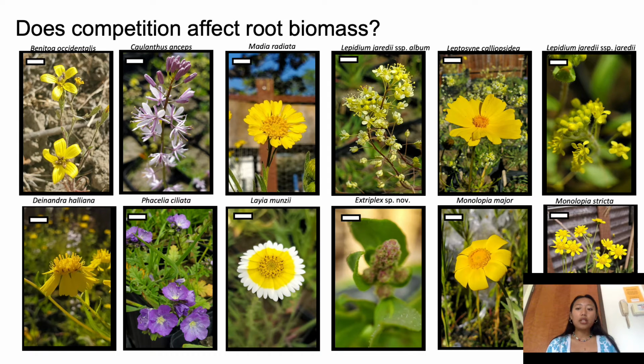I then looked at competition, or the presence of Bromus madritensis, and for every single species, competition affected root biomass, and it had a negative effect in all the cases. I then looked if competition affected shoot biomass, and once again, every species had a significant negative effect.